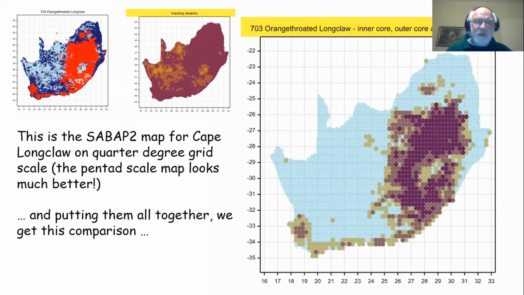So you put these things together, and you get this comparison. This map shows that there's almost no problems with interpolation. There's just a few areas where the SABAP2 data is a little bit thin. Otherwise, the distribution mapping can be considered reliable.